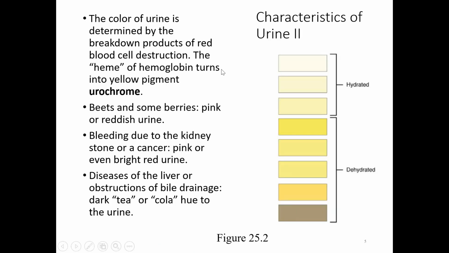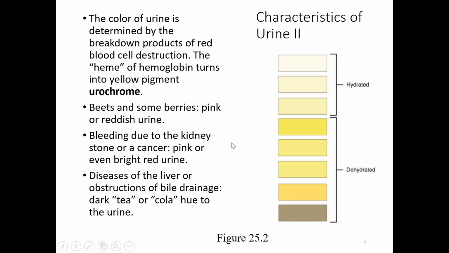The color of urine is determined by the breakdown products of red blood cell destruction. Remember, hemoglobin breaks into the heme and globin, and heme turns into yellow pigment called urochrome. That pigment gives color to our urine. When we are well hydrated, urine is pale, almost water-like or pale yellow, and when we are dehydrated, it becomes more intensive yellow.